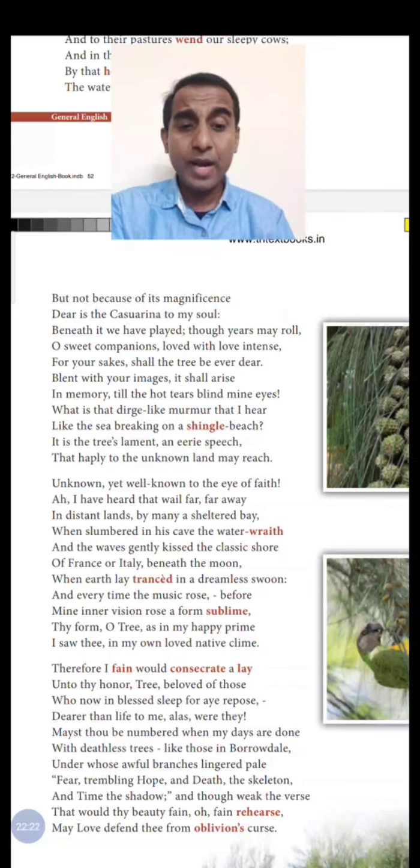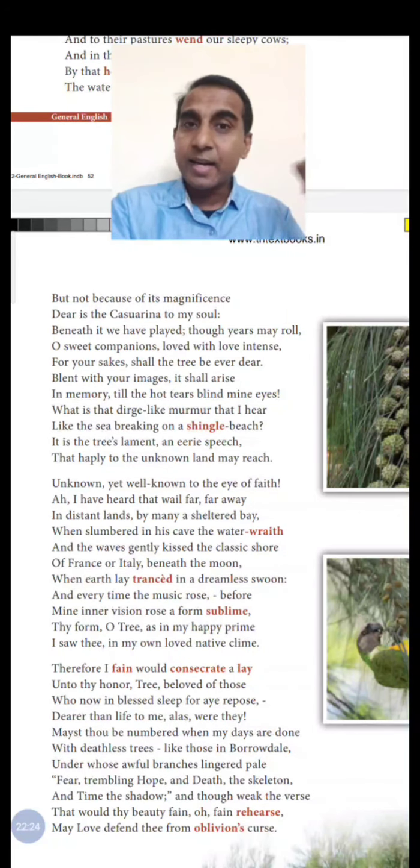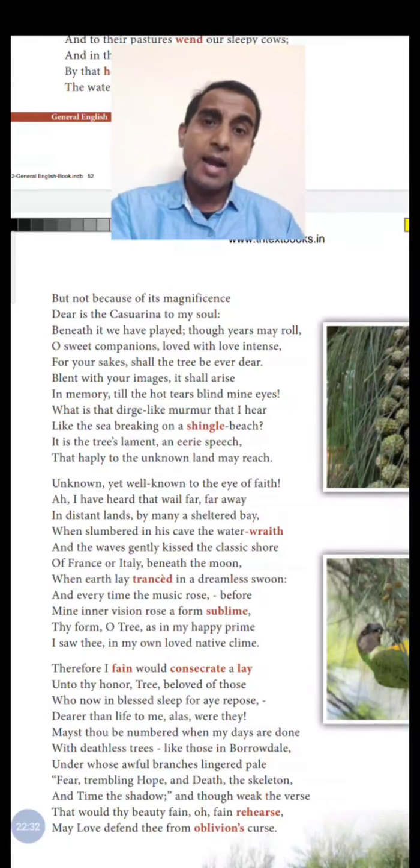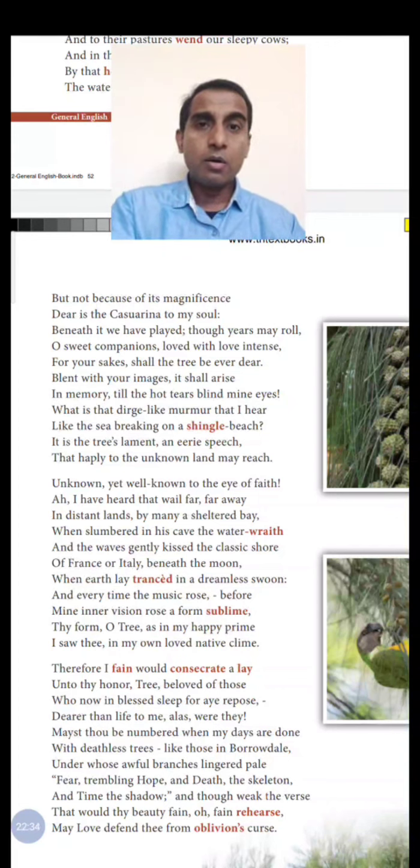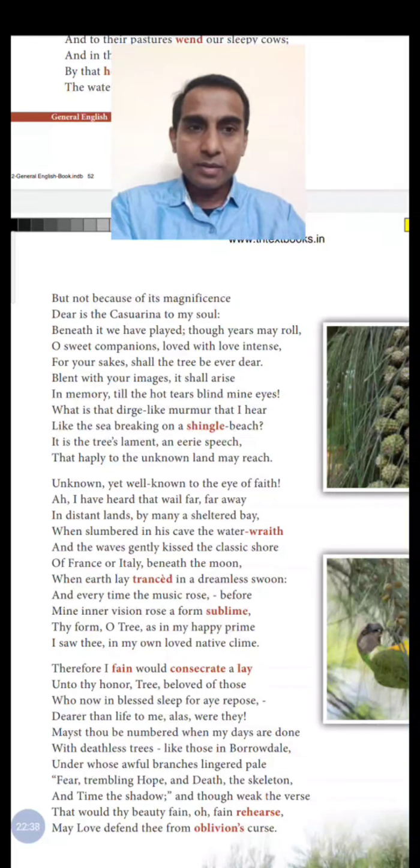I have heard that wail far, far away. I can hear the tree lamenting, its mournful cry. In distant lands by many a sheltered bay. I might be in a distant land and I might be in another bay, another shore. Now, a bay is a place where there is a small piece of sea inside the land, near the sea shore. Even though I stand in a bay in some other country, I can feel the tree lamenting at their loss.